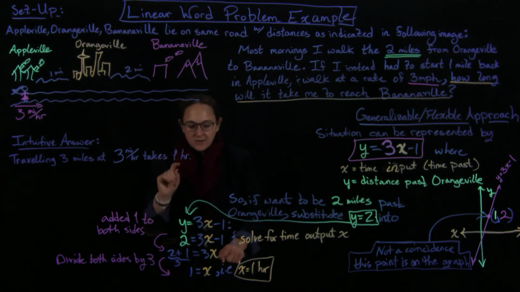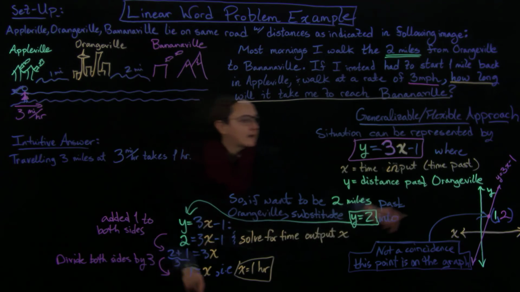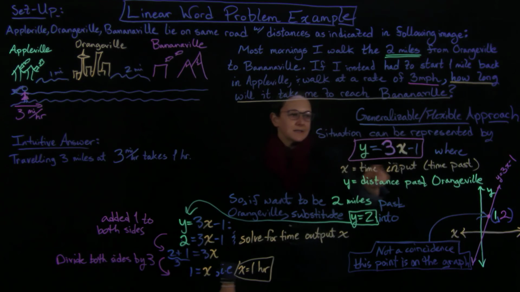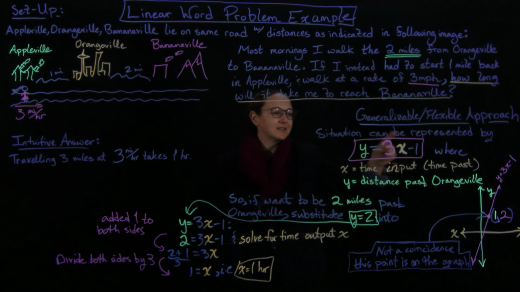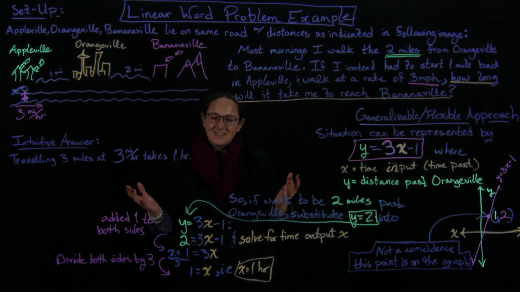Then we noted that this point where I have x equals 1 and y equals 2 does happen on the graph of this equation, because this equation is the one that describes the circumstance. I hope that made some sense, and I'll see you in the next lecture.